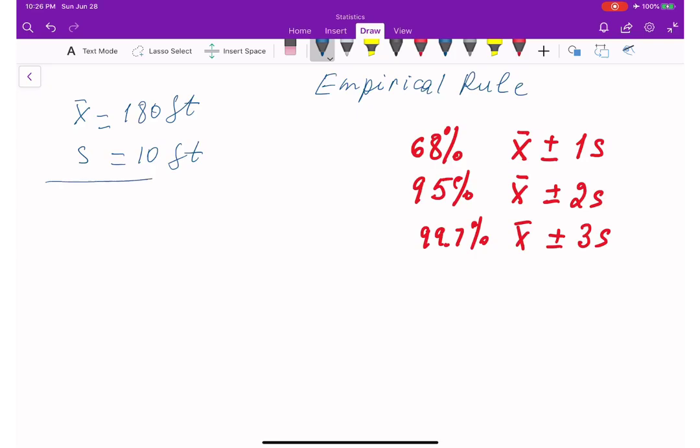So we need to know what percent of white pines will fit between 150 and 210 feet.